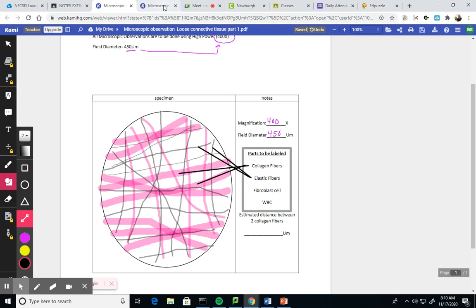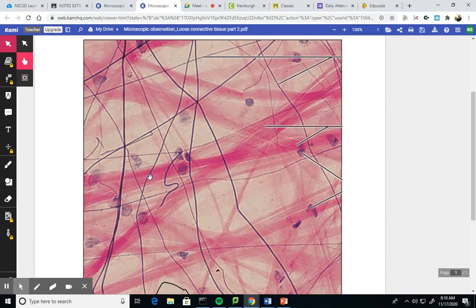Let's look at fibroblast cells. Fibroblast cells are the cells that are building these fibers. So these are the cells, these black dots that we're going to find actually on the fibers. Most of the cells in this picture appear to be fibroblast cells.